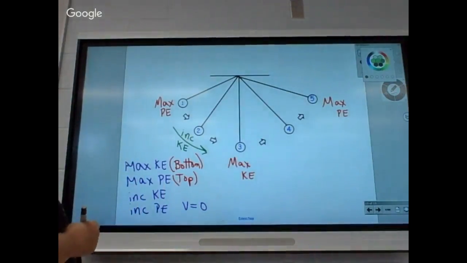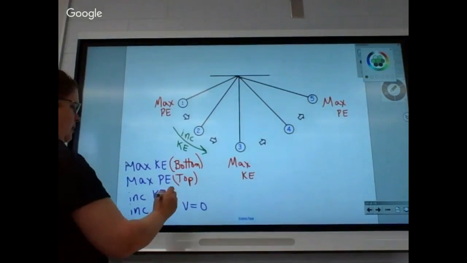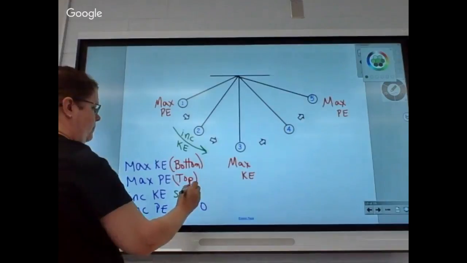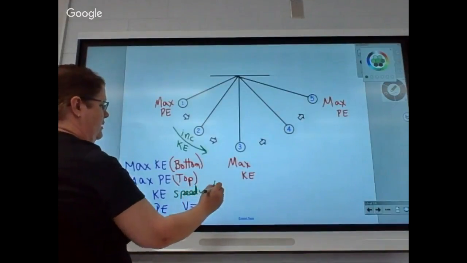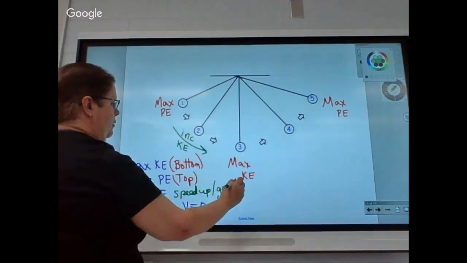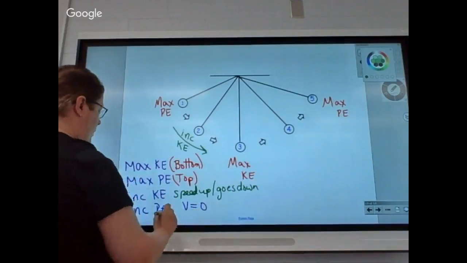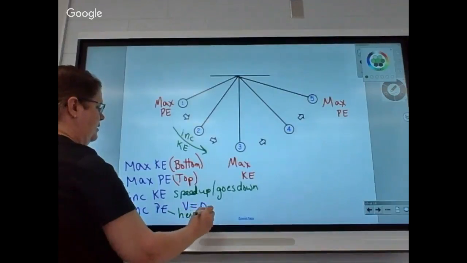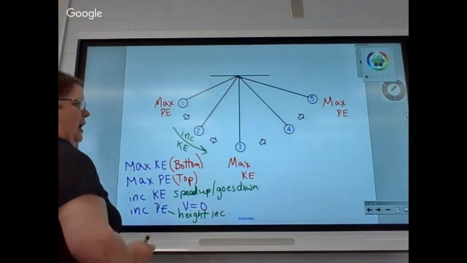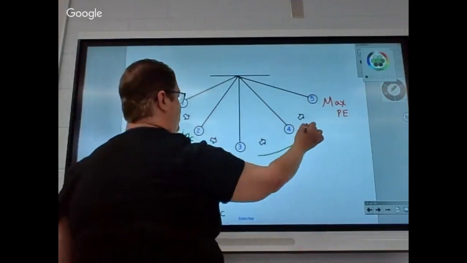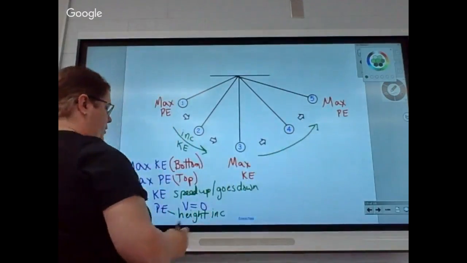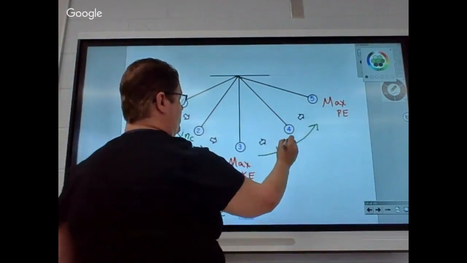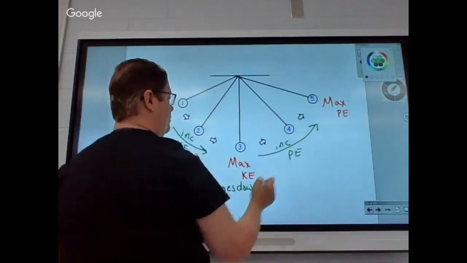Now, increasing potential energy has to be where the height gets bigger, because this one speeds up or goes down. Increasing potential energy has to be about height increasing. So where does the height get bigger? That's here. The height's going up. So that has to be increasing potential energy.